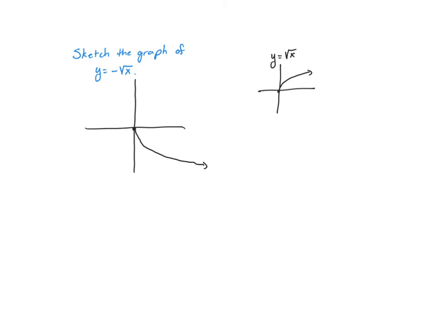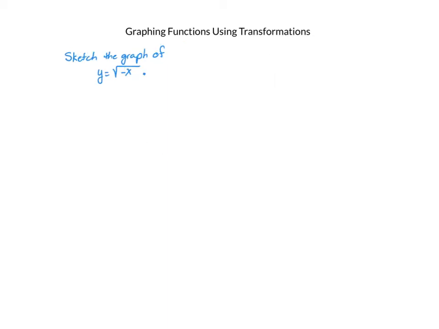And it's done. And again, remember, we're just coming up with a rough sketch. If you needed it to be a little bit more precise, you could plot a few points. Let's look at our next transformation by looking at this example. Sketch the graph of y equals the square root of the opposite of x, and notice that the negative is inside the square root. In fact, the negative is in front of the x. So let's plot a few points and see what this looks like.